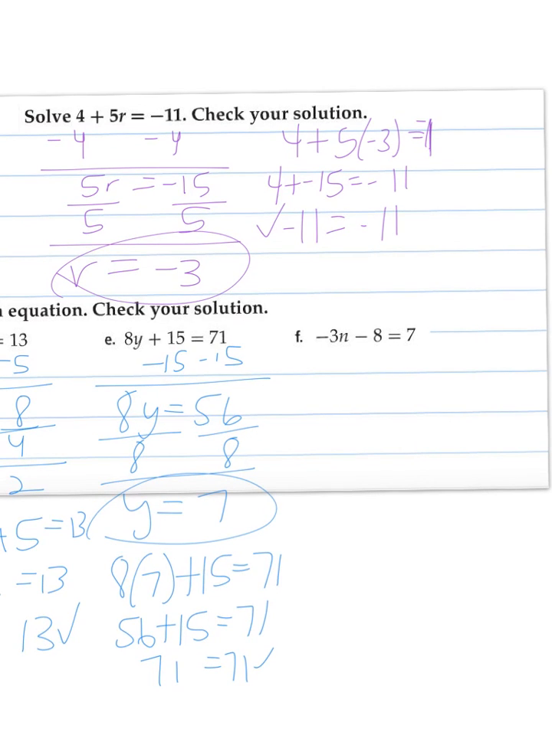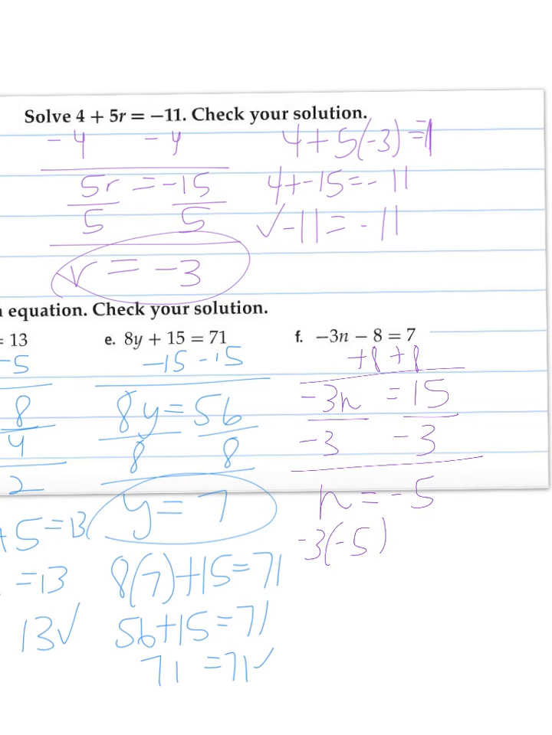And our last one, negative 3y minus 8 equals 15. Do the opposite of that, which is addition. Negative 3y equals 7 plus 8, which is 15. Divide both sides by negative 3 to undo the multiplication. 15 divided by negative 3 is a negative 5. Plug that back into check. Okay, negative 3 times negative 5, positive 15 minus 8. 7 equals 7. It does work.